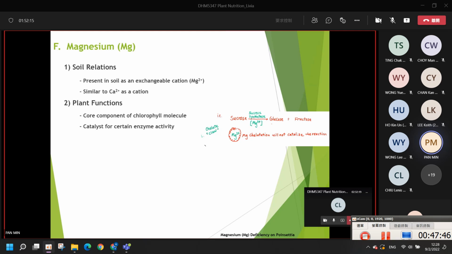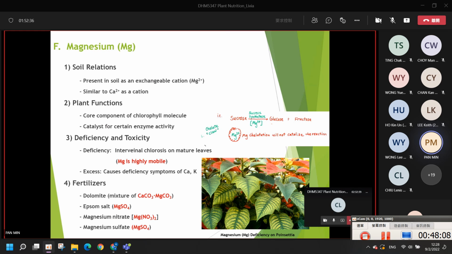In the soil, magnesium is present as an exchangeable cation, similar to the calcium ion. As for plant function, magnesium has an important role in photosynthesis, because it forms the central atom of chlorophyll. So without enough magnesium, plants begin to degrade the chlorophyll in the old leaves, because magnesium is highly mobile.